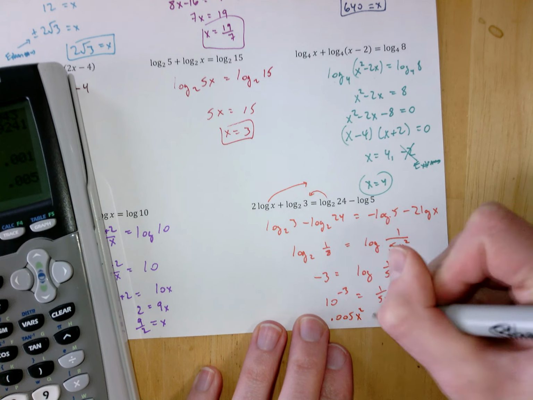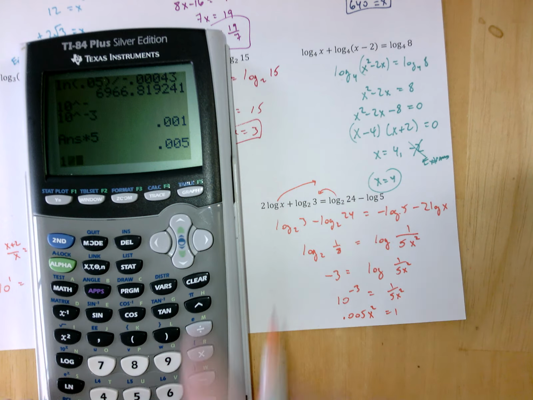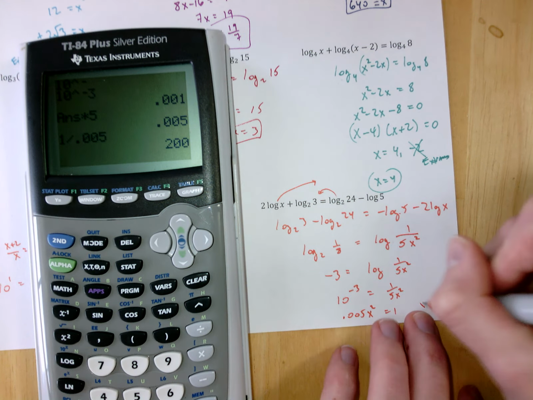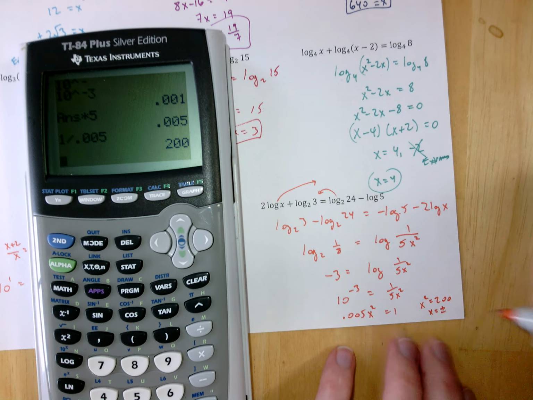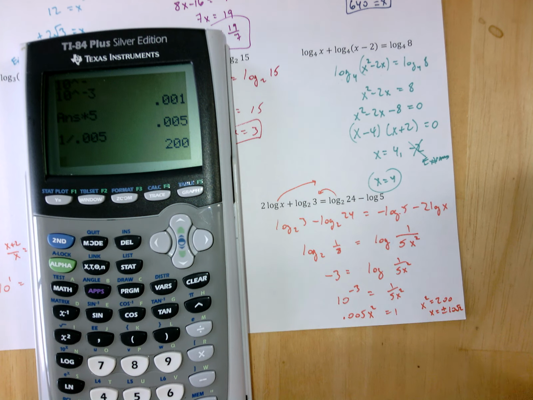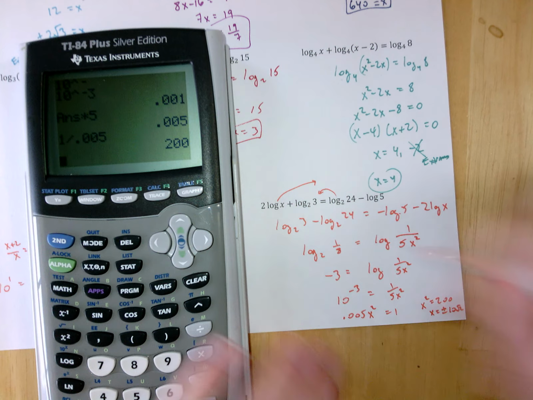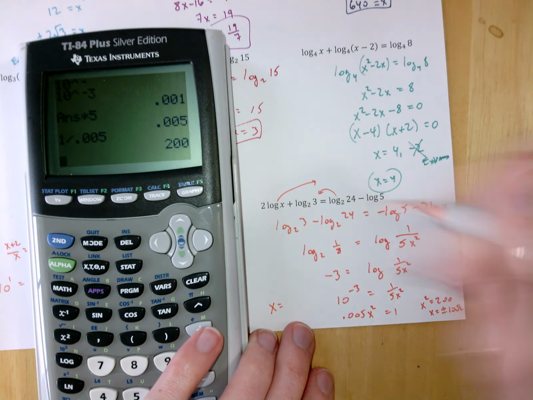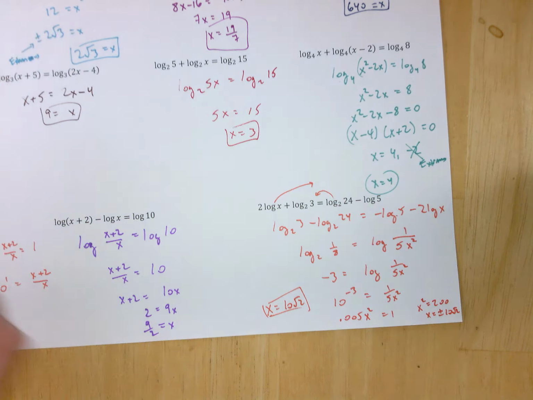0.005 x squared equals 1. So 1 divided by that 0.005 is 200. So x squared equals 200. So then x is going to equal positive or negative 10 root 2. Negative log, still a problem. So one of those is extraneous, and it's just going to be negative 10 root 2. And there we go.